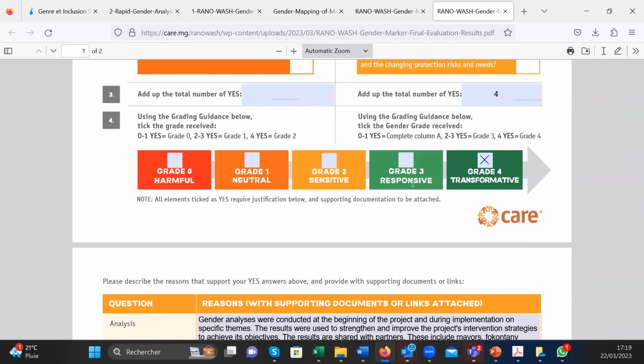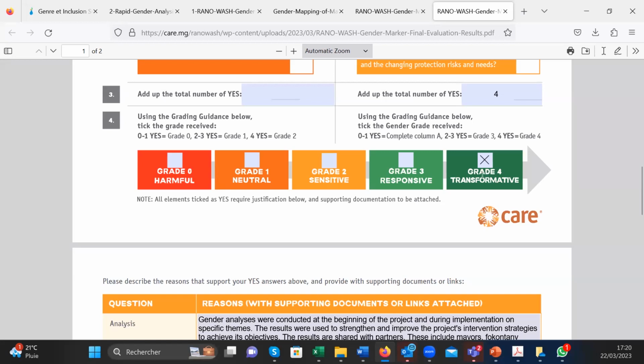Responsive means that the norms to autonomize some categories of population were adopted, and we transformed those norms through transformative approaches, as I mentioned, like the engagement, entrepreneurship of youth and women.